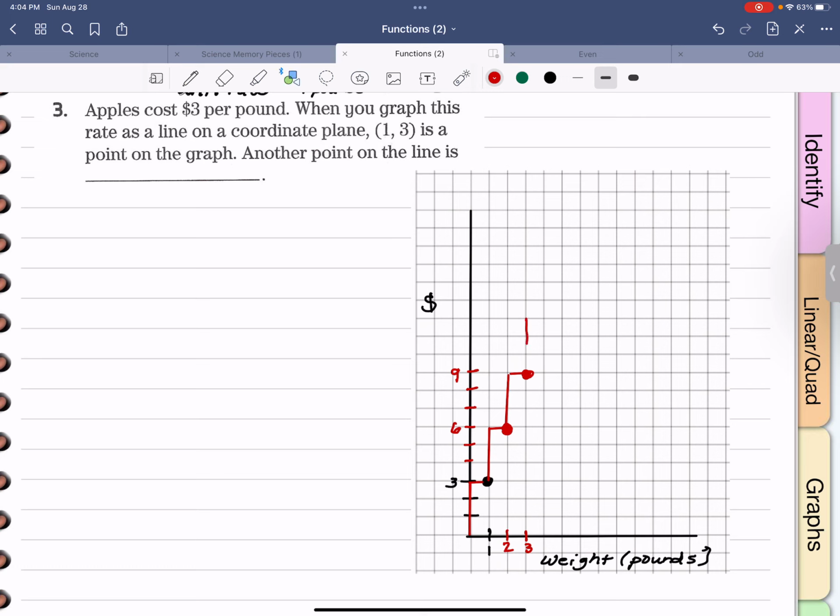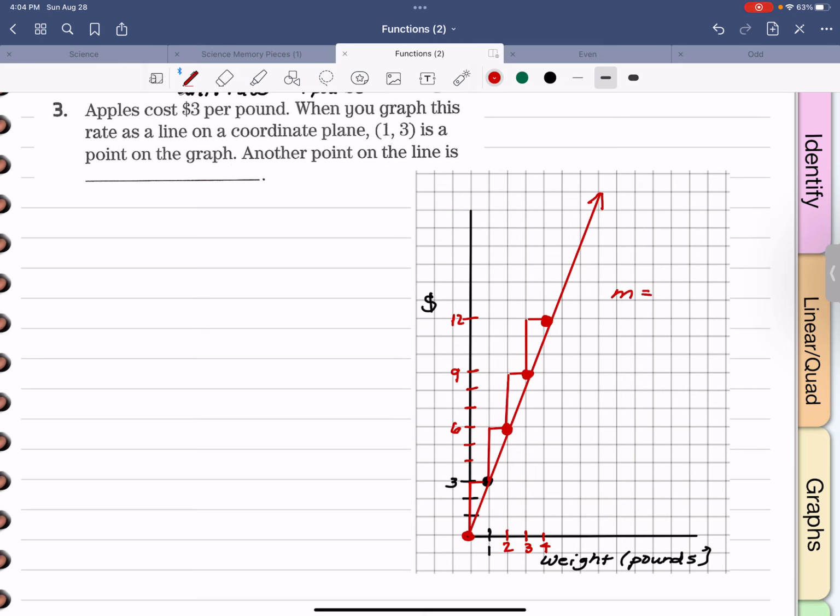Rise 3, run 1, put a point. 4 pounds of apples would cost $12. And this could go on to infinity. Now, why did I put that in parentheses? As long as you care to do this, it can go on. And you can see on this graph that the 0, 0 test is passed. No pounds, no dollars. This is a proportional relationship because it passes the 0, 0 test.